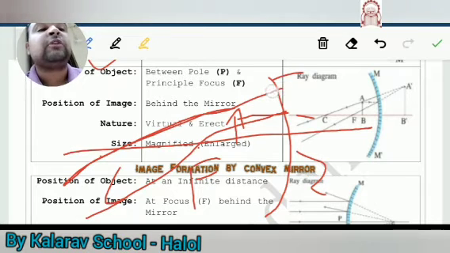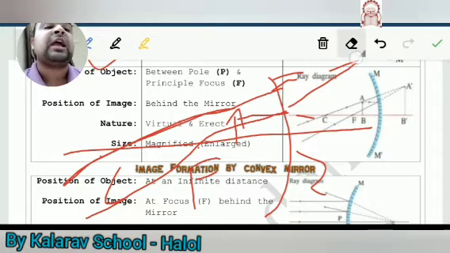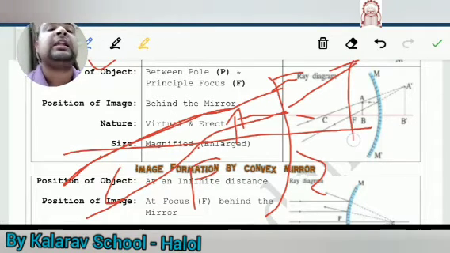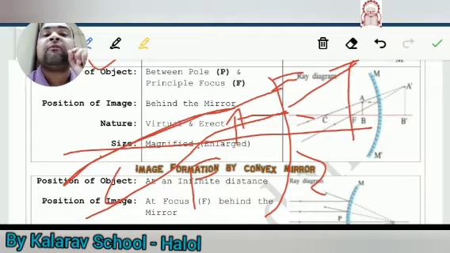Okay, so if you extend here, you will directly get one of the intersection points, and finally construct this vertical line. You will get the image. Okay, so all the ray diagrams are very simple, but if you apply your logic to the ray diagram, then you will definitely draw this ray diagram in the easiest way.